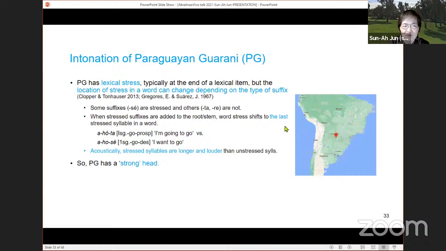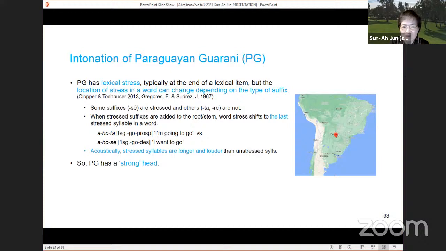First, we'll talk about Guarani. Guarani, which is spoken in Paraguay, in the middle of South America, has a lexical stress, and it typically comes at the end of a lexical item. But the location of stress in the word changes depending on the type of the suffix. Some suffixes are stressed and some of them are not, and when a stressed suffix comes after a root or stem, then the stress shifts to the last stressed syllable of the word.